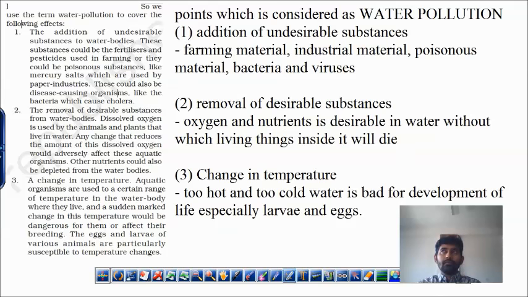वाटर पोल्यूशन कैसे पता चलता है कि पानी पोल्यूटेड है? द फर्स्ट हिंट इज इफ अनडिजायरेबल सब्सटेंसेस आर एडेड, जो चीज पानी में नहीं होनी चाहिए वो है, दैट्स कॉल्ड वाटर पोल्यूशन. फॉर एग्जाम्पल, if you find farming material like chemicals, pesticides, fertilizer, industrial material like oil and other chemicals, poisonous materials, bacteria and viruses in water, they all are undesirable, जो नहीं होने चाहिए, लेकिन है तो पानी polluted है.